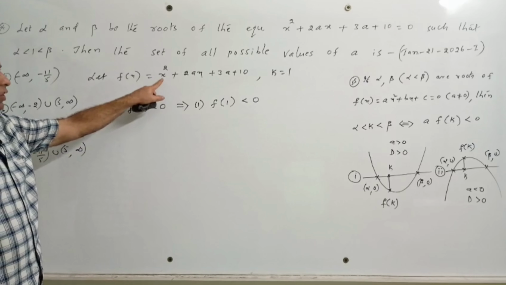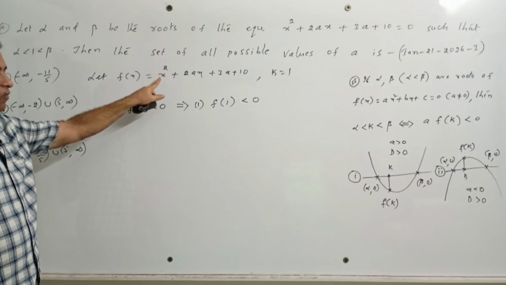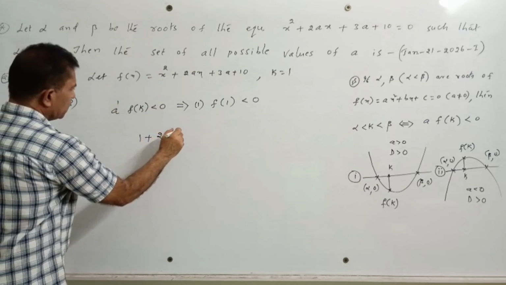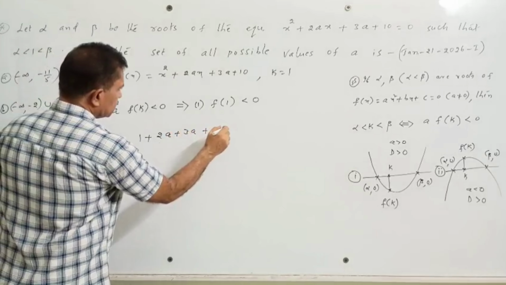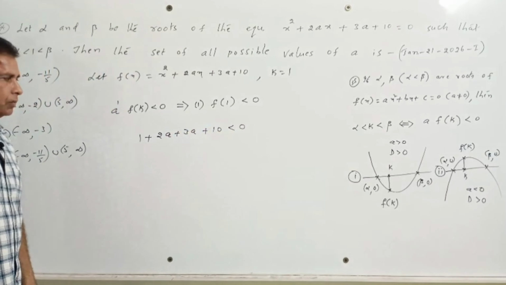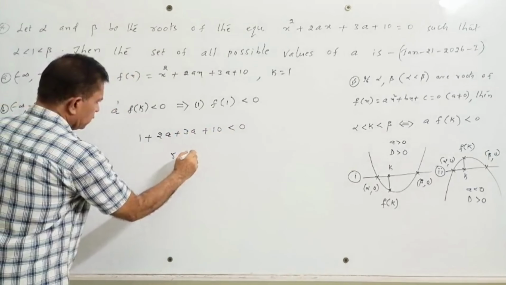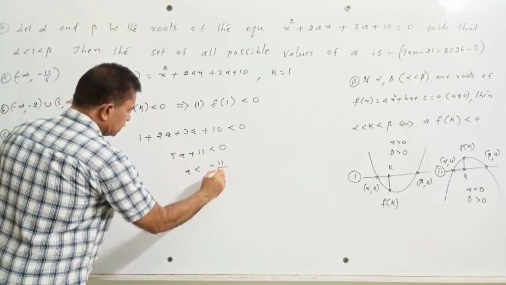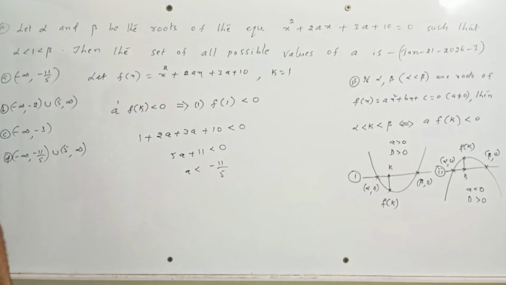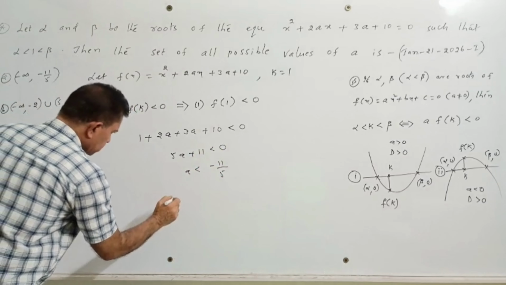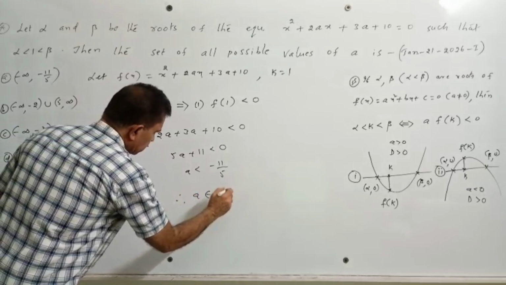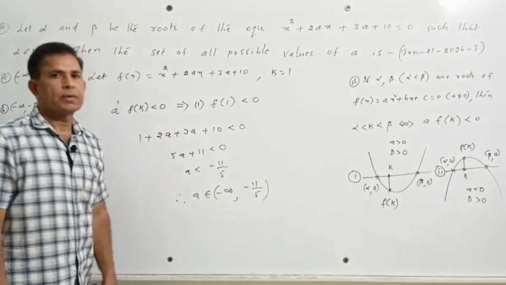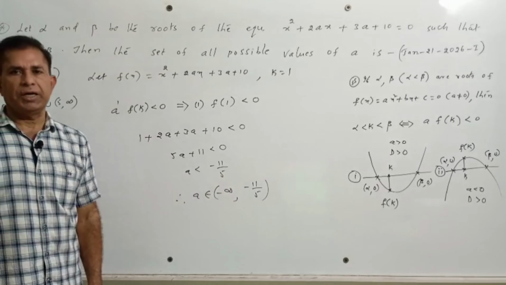What is f of 1? In the quadratic expression, wherever x is there, that should be replaced with 1. That is 1 plus 2a plus 3a plus 10 must be less than 0. Otherwise I can say that 5a plus 11 must be less than 0. Therefore a must be less than minus 11 by 5. So a less than minus 11 by 5 means a lies in the interval minus infinity to minus 11 by 5. That's all. That is the range of the parameter a.